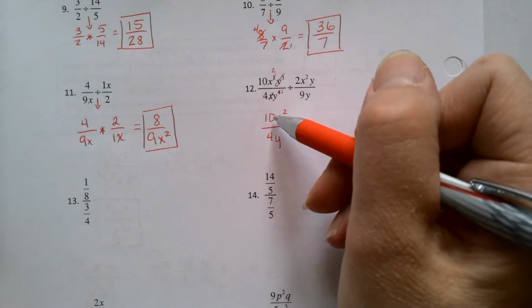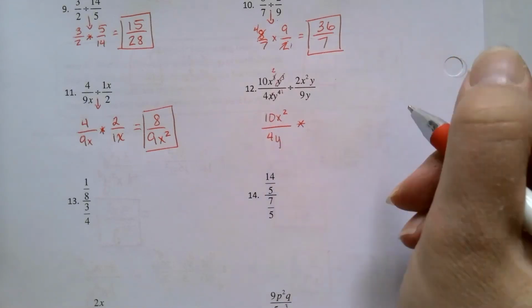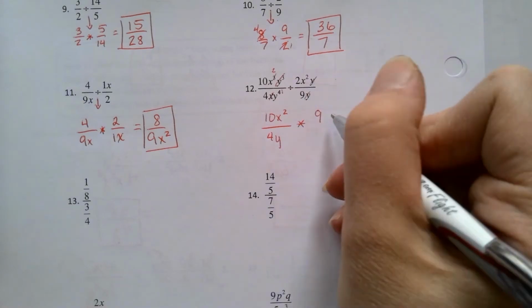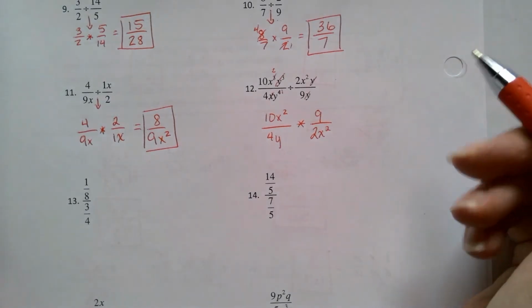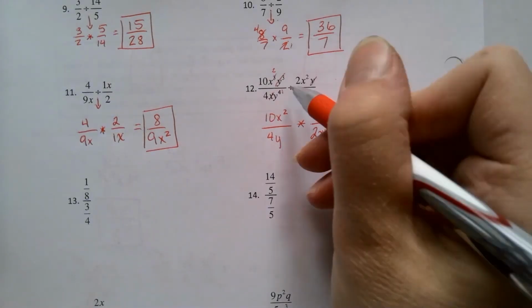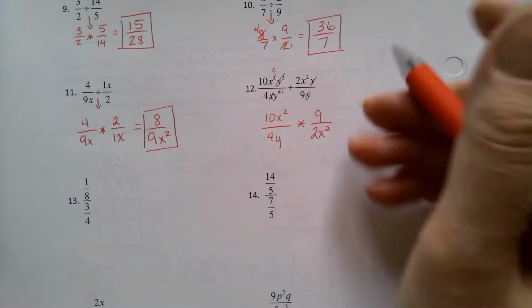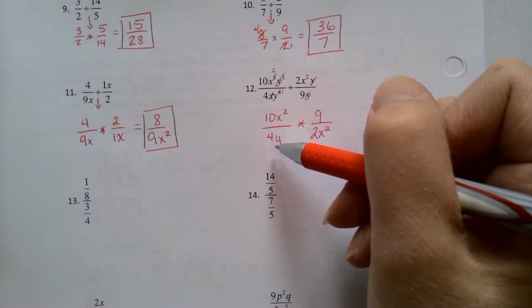I guess I could have reduced the 10 and the 4 also, because it's in one fraction. Okay, and I'm going to multiply by the reciprocal. So the 9's going to stay there. I'm going to knock these y's out. And then the bottom now is going to be 2x squared. So again, if that bothers you, go ahead and just take the reciprocal first and then start canceling. Now, it's up to you. You can cancel the 10 and the 2 or that 10 and the 4. It works out the same.